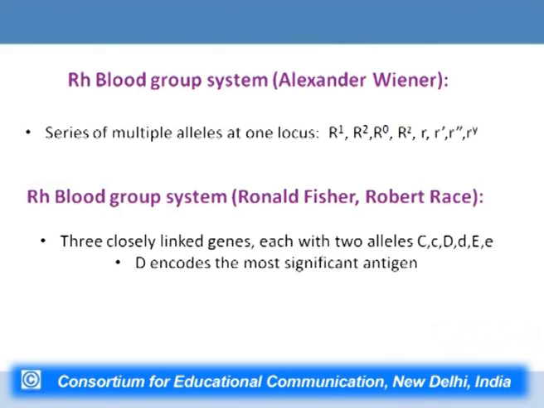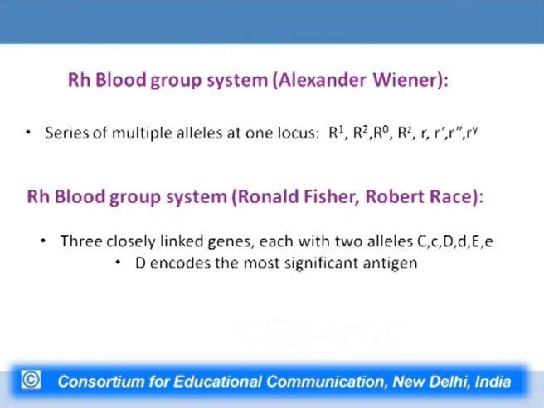Another example of multiple alleles was given for RH blood group system. RH stands for rhesus monkey. There were two different classifications for RH blood group system. One was given by Alexander Wiener and another was given by Ronald Fisher and Robert Race. Alexander Wiener suggested that at a particular locus there are multiple alleles for RH blood group, and these alleles can be put in as R1, R2, R0, RZ, small r, R prime, R double prime and RY.